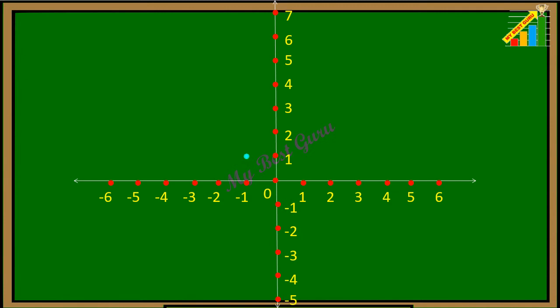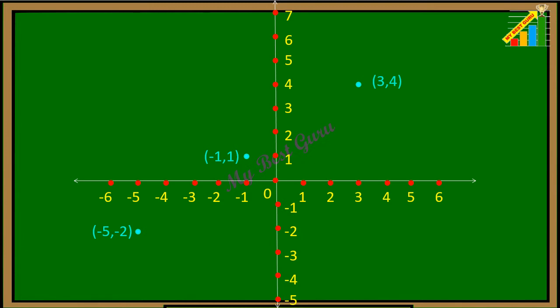Now we will plot the points of the equations. The first point is minus 1 comma 1. Just check where it is: minus 1 is here on the x-axis and 1 is here on the y-axis. So your first point is this one. Now the second point is minus 2 comma minus 5. Search on the y-axis, where is minus 5? Minus 5 is here, and minus 2 on the x-axis is here.